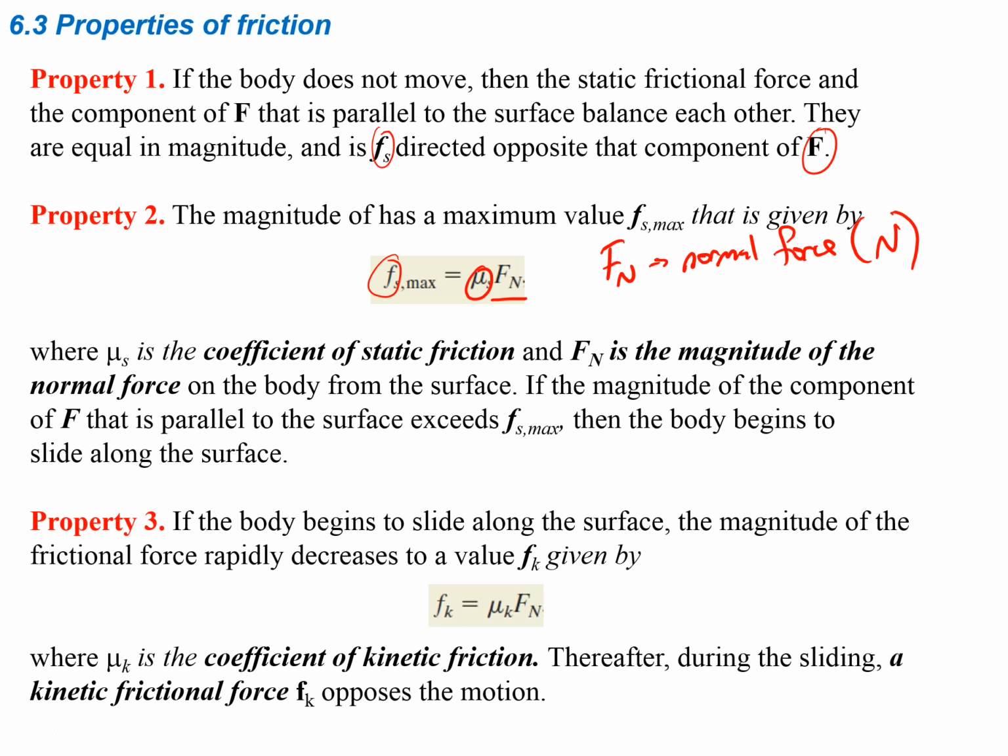Property 3. If the body begins to slide along the surface, the magnitude of the frictional force rapidly decreases to a value of Fk, given by the same equation, but now we have the kinetic frictional force, which is equal to mu k, the coefficient of kinetic friction, times the normal force. During the sliding, a kinetic frictional force Fk opposes the motion. When something is sliding, this frictional force is always going to oppose the motion. That's the most important part.